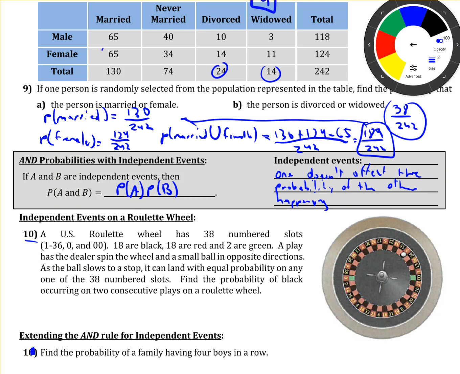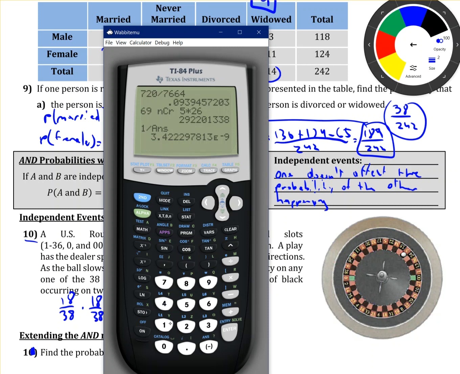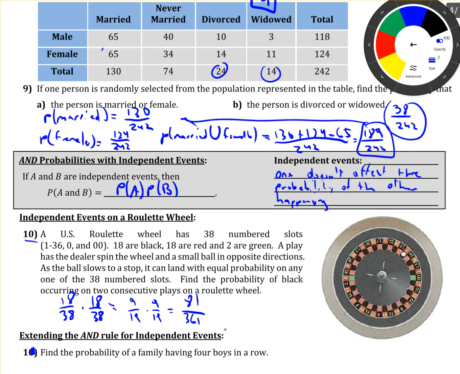So find the probability of black occurring on 2 consecutive plays. Well, the first time is going to be 18 out of 38. The second time is going to be 18 out of 38. So I just multiply those two together. Let's make it a little bit easier. That's 9 over 19 times 9 over 19. So we get 81 over 361. I should double check, my mental math is not working very well right now. Well, I guess it was okay. So 361.